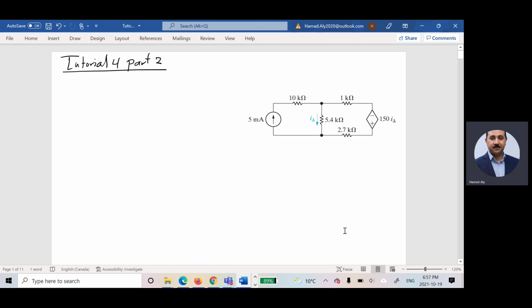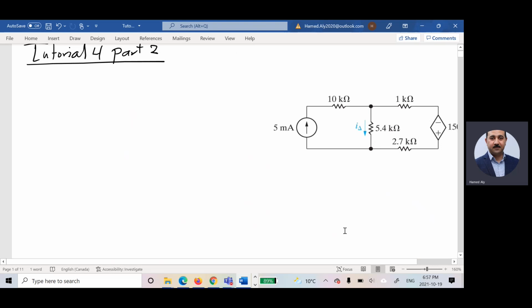He asked me to use the mesh method. So what am I going to do? I'm going to assume a current in each mesh. So I'm going to assume a current in this mesh, and I'm going to assume another current in this mesh. Am I right? This is the direction for the current, and this is the direction for the current. What is the current for this mesh, guys? It is 5 milliamps. How did you know? Because the mesh current is the current for the branch that's connected only to that mesh, which means the current for this guy is equal to 5 milliamps.